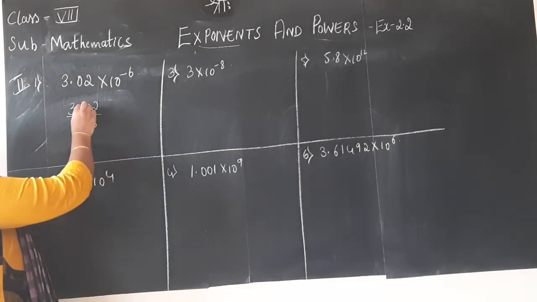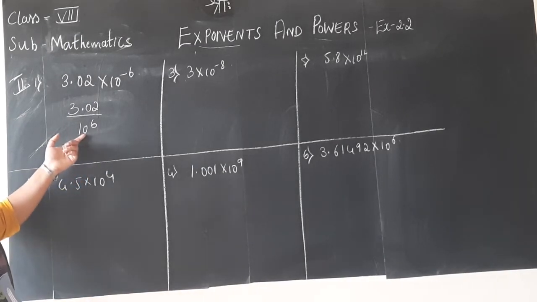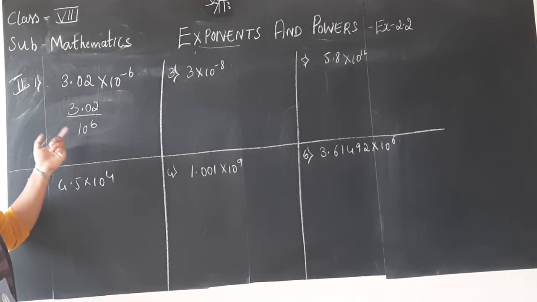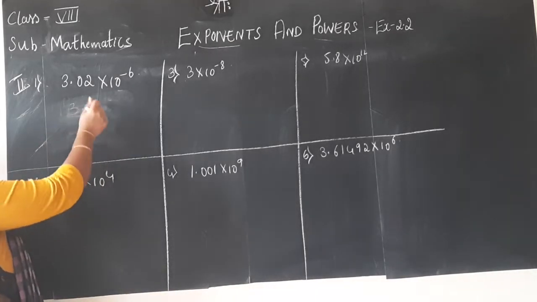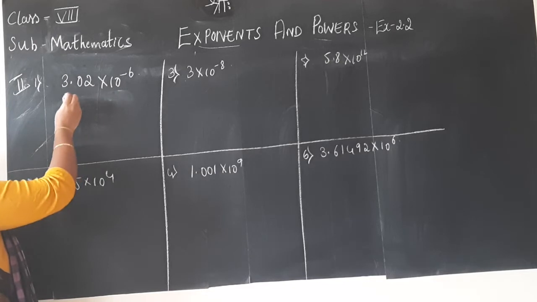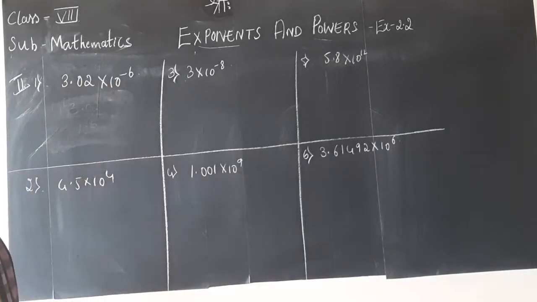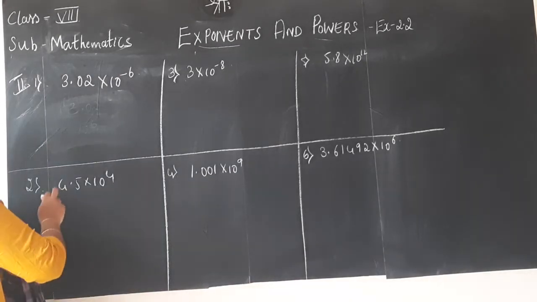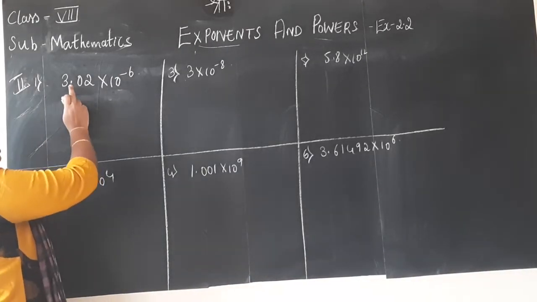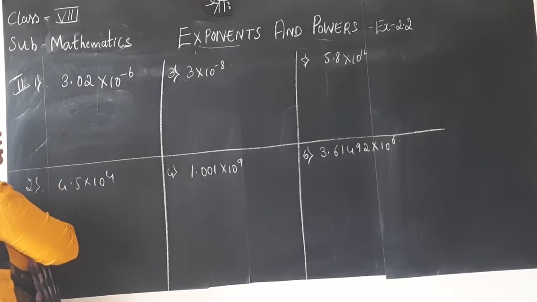Now children, before we write 10 power 6, what we used to do? We used to count the number of digits. If this is confusing, we will do one more method. This decimal number 3.02, first we will make it a whole number so that our work will be easy. So I will make 3.02 as 302.